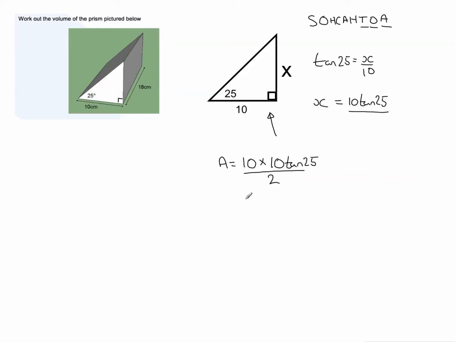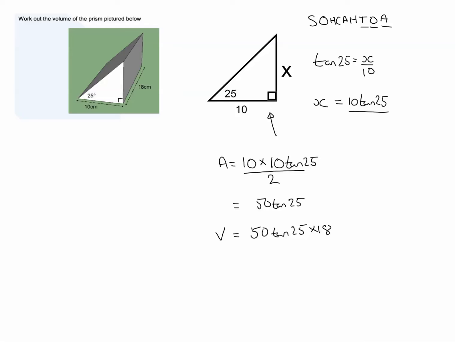Right, now I can do a little quick simplifying here. I don't have to, but I think it might just help me to keep things a little bit in order. That's going to be 10 times 10 tan 25, 100 tan 25 divided by 2. So I'm actually going to have 50 tan 25 as my area. The volume then is that area, which is 50 tan 25 times 18. Okay, because that's the volume: the cross-sectional area multiplied by the length of the prism.